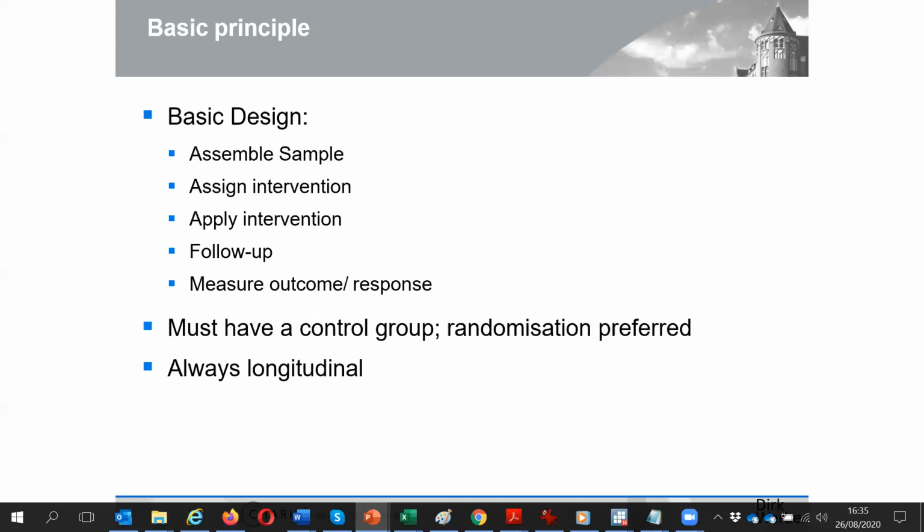There must always be a control group. As you assign your intervention, you don't assign it to everyone. The other part which doesn't get the intervention is the control group. And they're always longitudinal. As I mentioned, you randomize your sample into the intervention group and the non-intervention group.